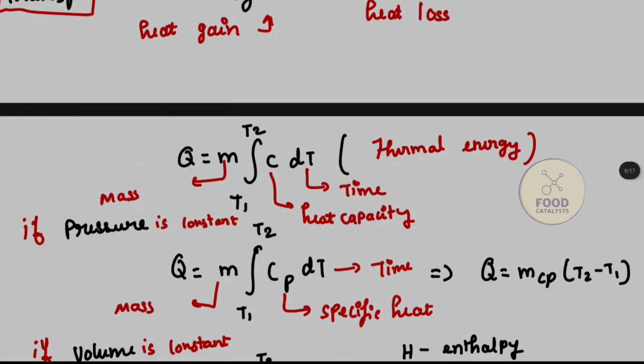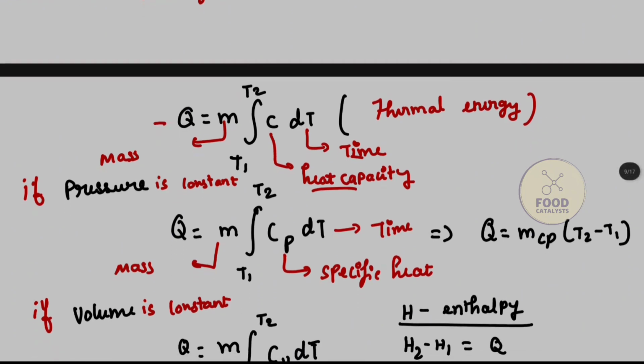Q is the thermal energy which we are going to find out. Q is equal to m, which is the mass of the certain product, times the heat capacity and the temperature, and the temperature is actually changing from T1 to T2. Throughout the process, the temperature is changing. So the formula is Q is equal to m c dT. dT is a small change in temperature, that's why we are using dT.